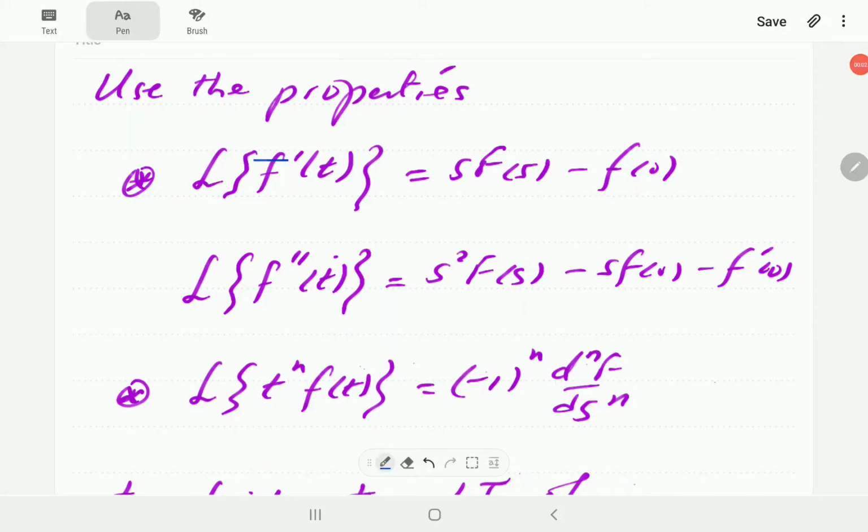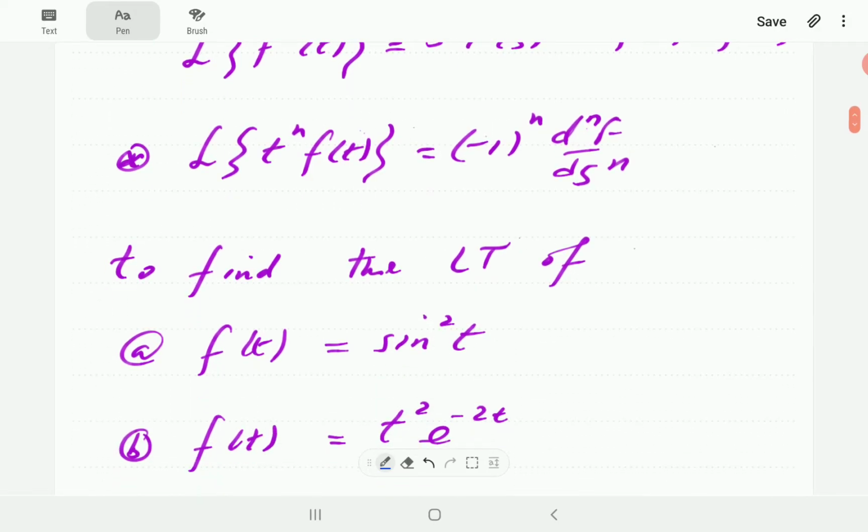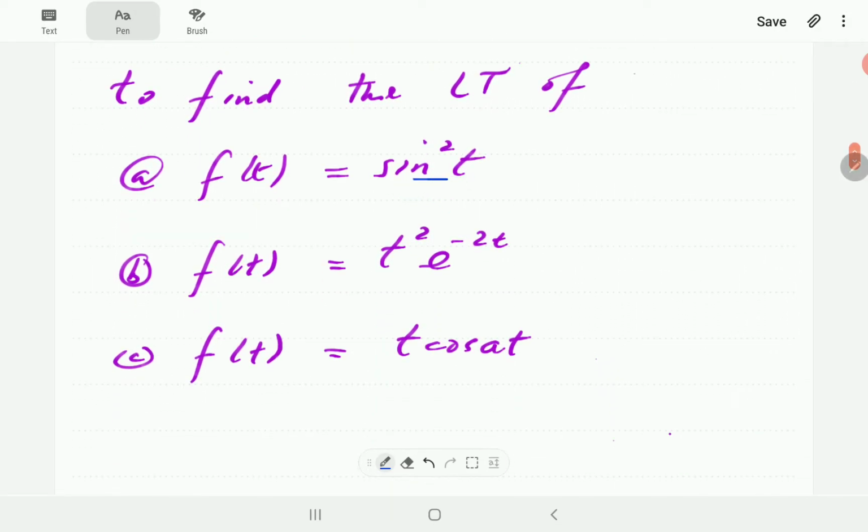In this video, I'm going to use these properties here to evaluate the Laplace transform of some functions. So being able to use these properties is going to come in handy, because in some cases it might be the only way we can find the Laplace transform of certain functions, or even if it's not, it might work out more efficient than plugging in the definition of the Laplace transform. So in the first example, we're going to find the Laplace transform of sine squared t.